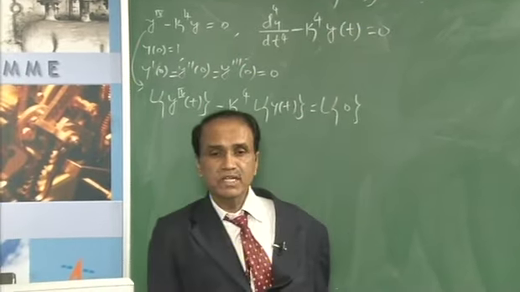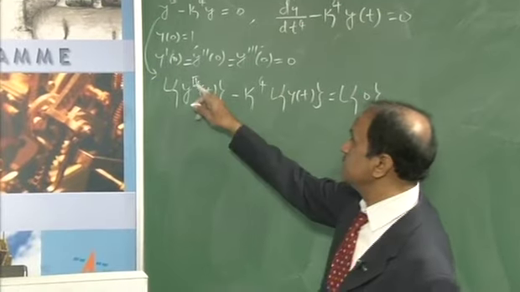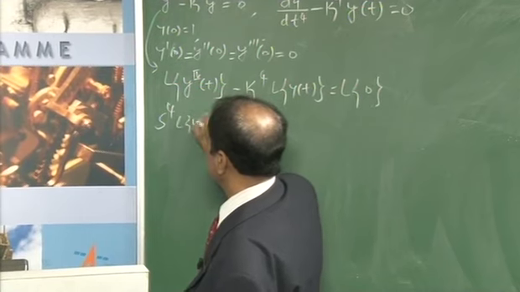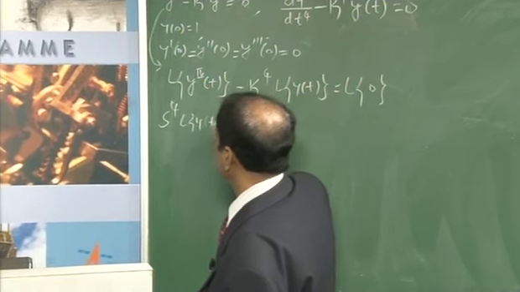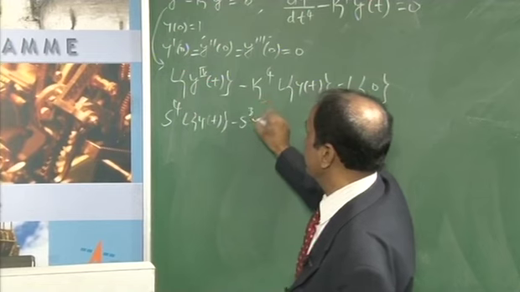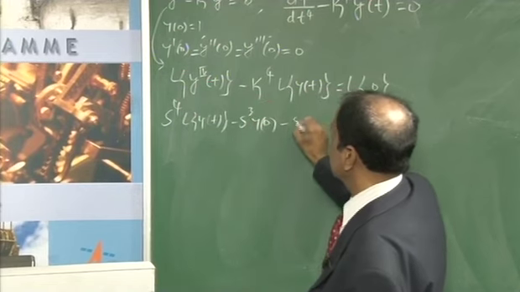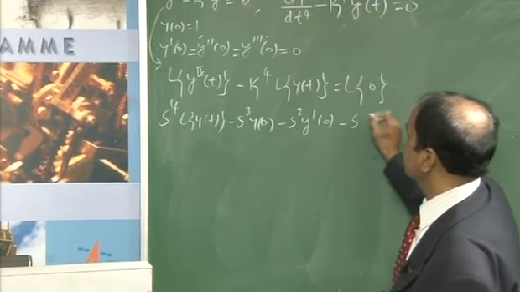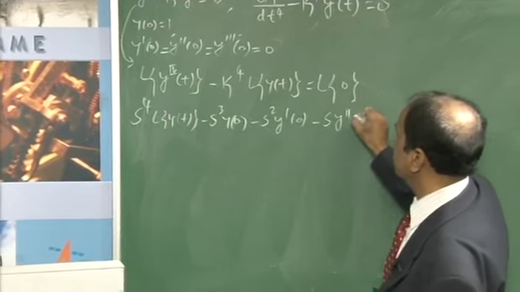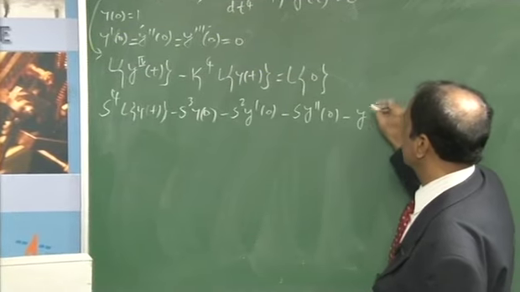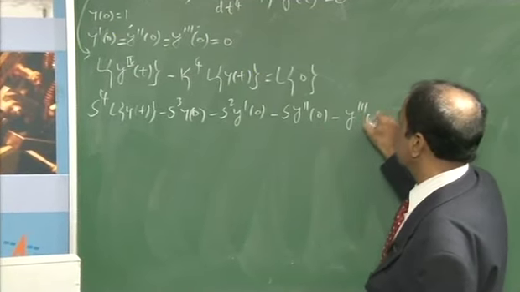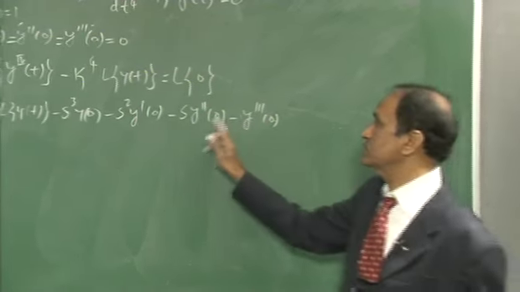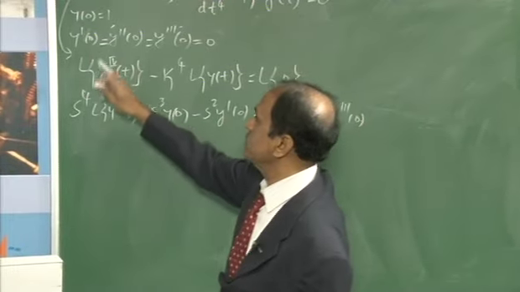You have the general formula for y to the power n. When n is equal to 4, you have to apply s to the power of 4 L of y(t), and write minus s cube y(0), minus s to the power of 2 y'(0), next minus s to the power of 1 y''(0), minus s to the power 0 y'''(0). So all these 5 terms, 1, 2, 3, 4, 5, are due to the fourth order derivative.